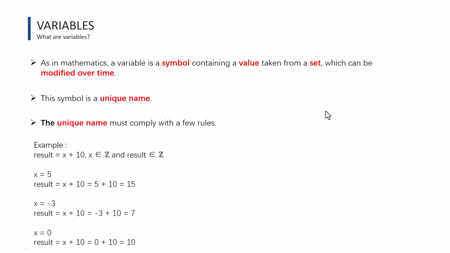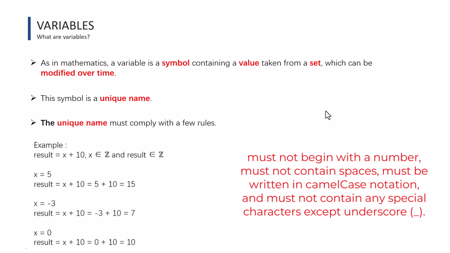A variable is like in mathematics, a combination of many things: a symbol and a value that is taken from a set. The most important thing is that a variable can have different values over time. The symbol is a unique name that is given to represent the variable. The unique name of a variable must respect some rules, like the variable name should not start with a digit and should not contain space. And among all, it cannot contain a special character except the underscore.